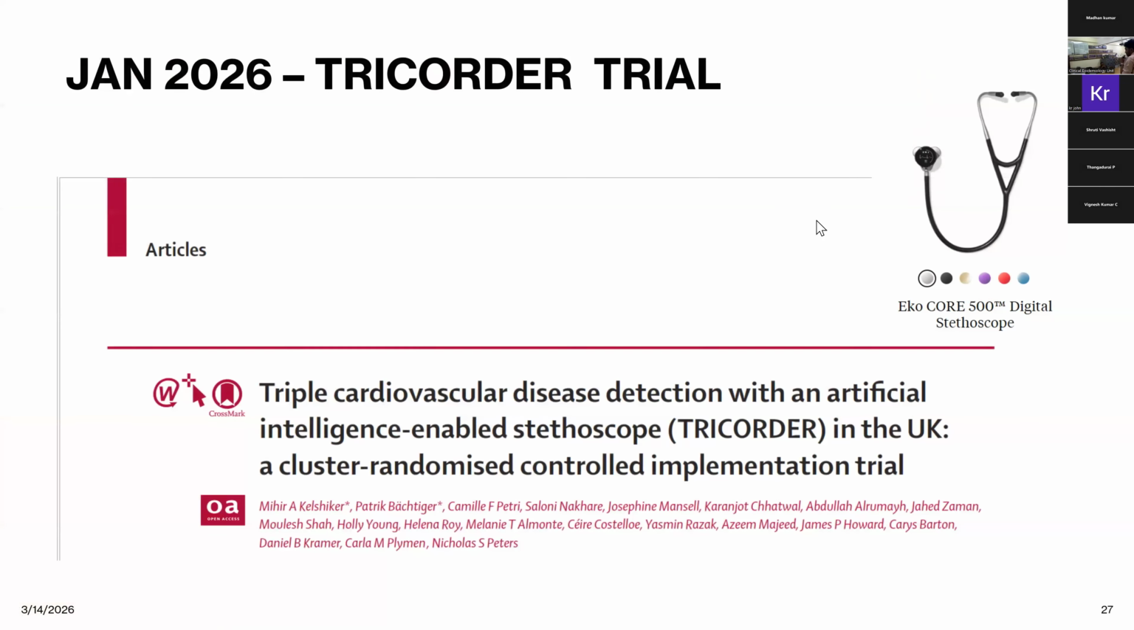So to find the answers to the above questions, I'll be critically appraising the TRICORDER trial, which was published in The Lancet in January 2026. It is a cluster randomized controlled implementation trial analyzing triple cardiovascular disease detection using an artificial intelligence-based stethoscope in the United Kingdom.